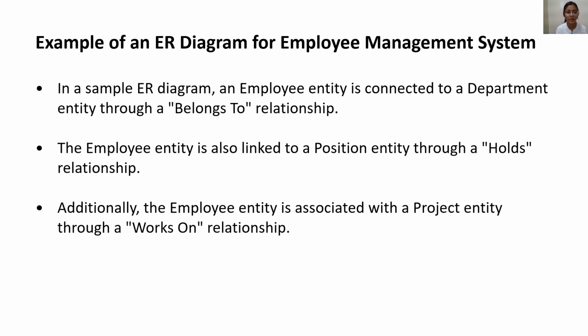This is the example of an ER diagram for employee management system. In a sample ER diagram, an employee entity is connected to a department entity through a belongs to relationship. The employee entity is also linked to a position entity through a holds relationship. Additionally, the employee entity is associated with a project entity through a works on relationship.